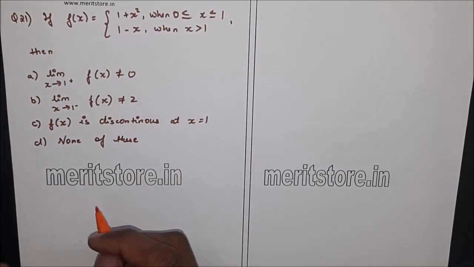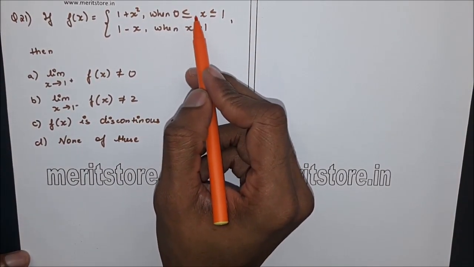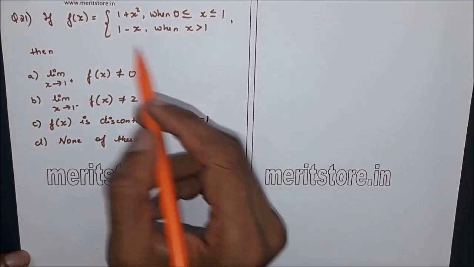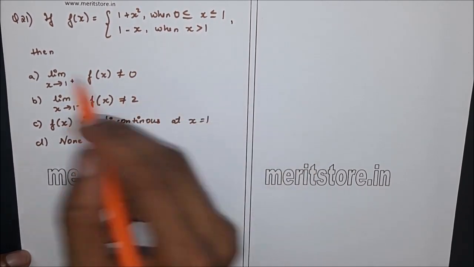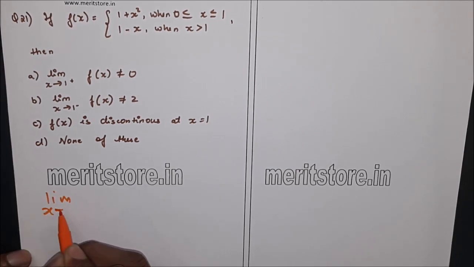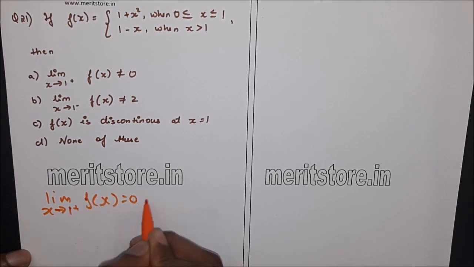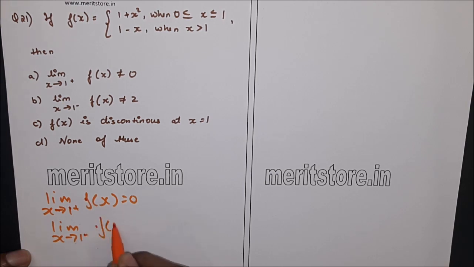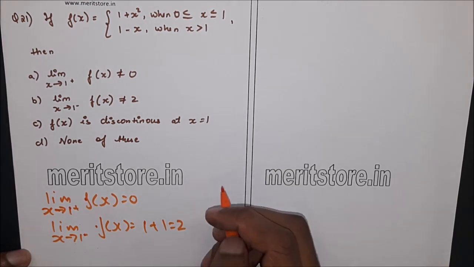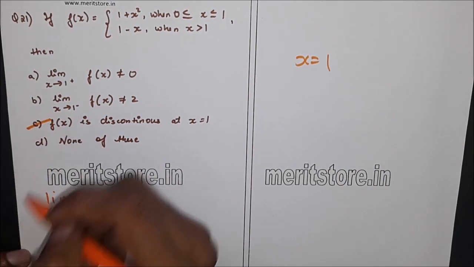Question 21. If f of x is equal to 1 plus x square where x is greater than or equal to 0 and less than or equal to 1, and 1 minus x when x is greater than 1, then we are given four options. Limit x approaches 1 from the right hand side of f of x is equal to 0, and limit x approaches 1 from the left hand side f of x is equal to 1 plus 1, which is equal to 2. Hence f of x is discontinuous at x is equal to 1. Therefore, we see option C is the correct answer.